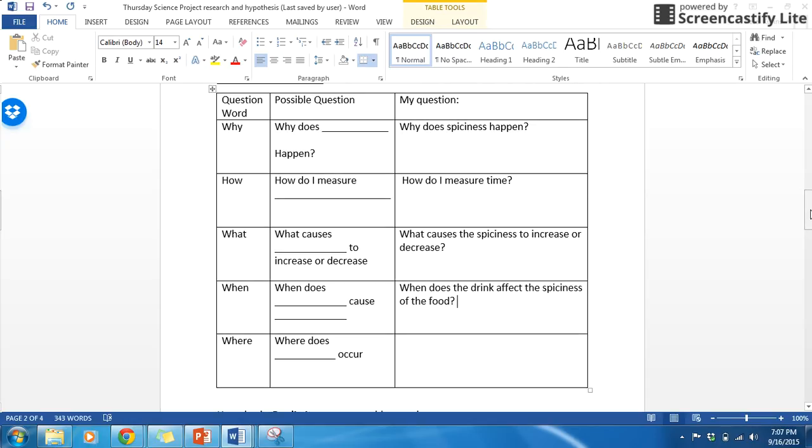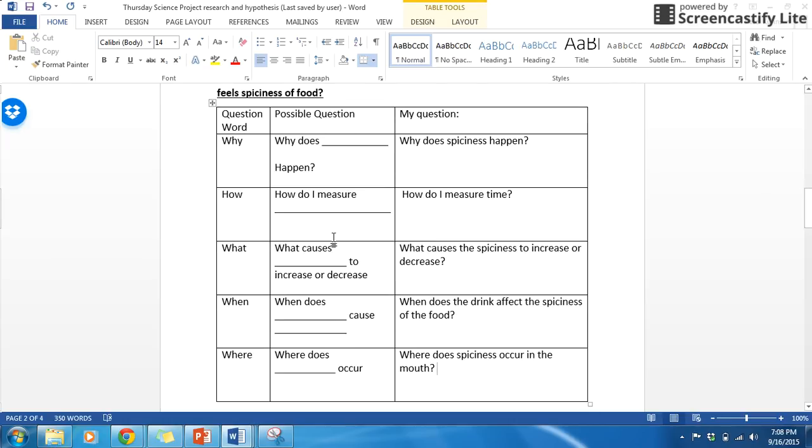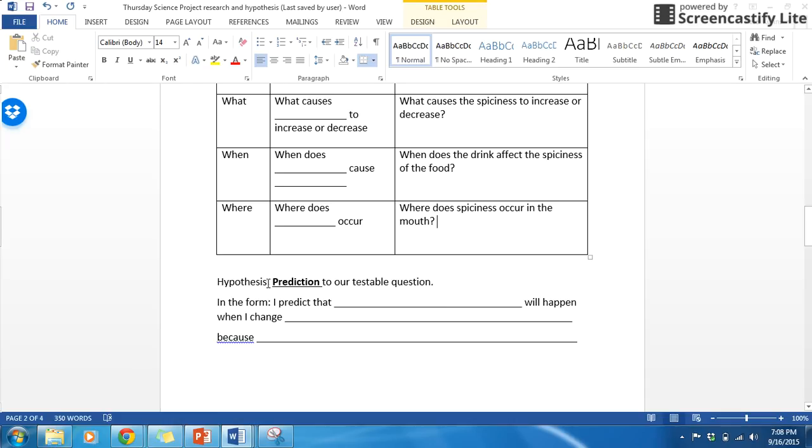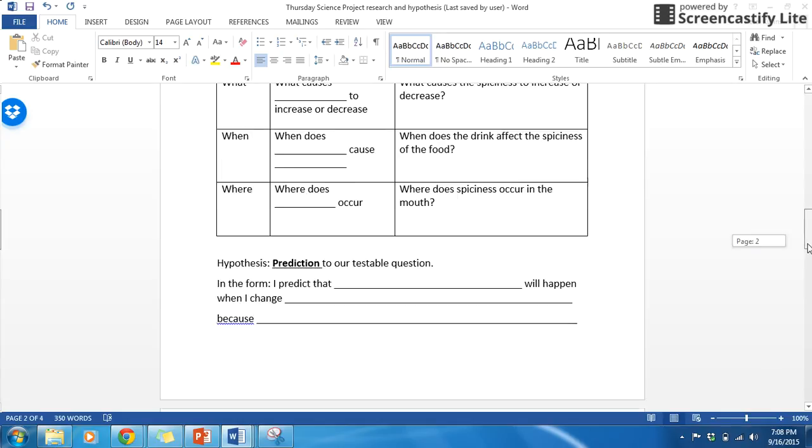And my last question is where. Where does blank occur? So I would write, where does spiciness occur in the mouth? So I'm asking myself these questions and I'm relating it to my testable question. And finally, a hypothesis is a prediction to our testable question. It is in the form that I predict something will happen when I change this because of a reason.